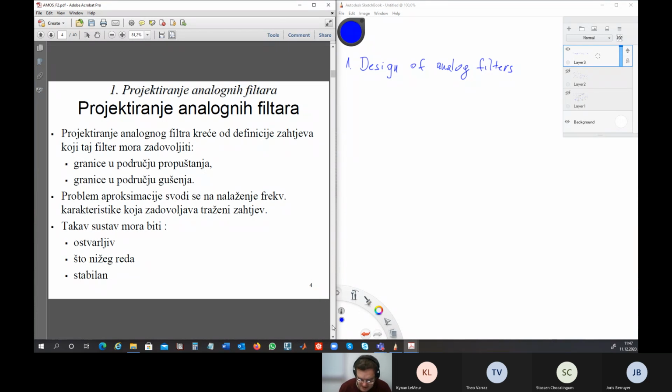What we need will be seen on the next picture. You don't need to read this text here because it's not saying anything more than that the filter must be defined by something called specifications. Specifications. And the filter must be of the lowest possible order, feasible, and stable.